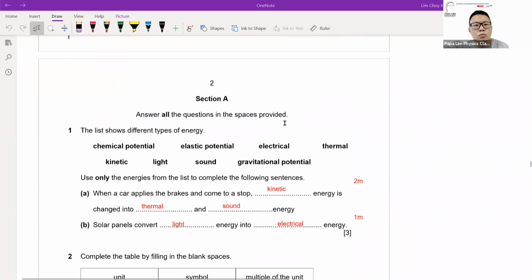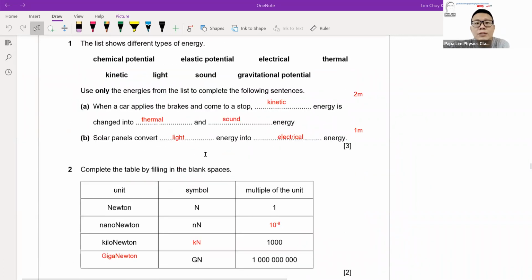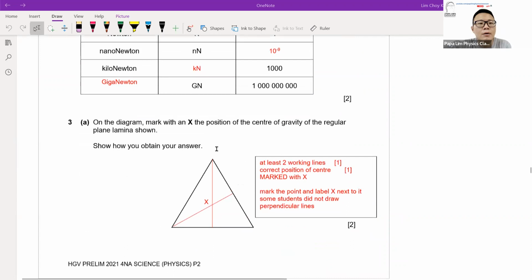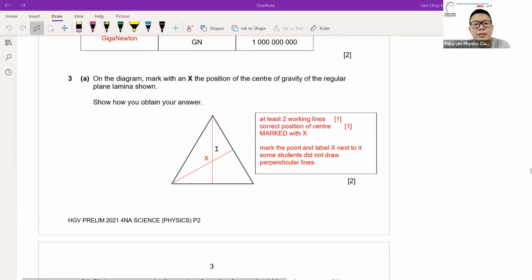Now for paper 2, the first few questions I would say are quite straightforward because there are helping words given, so I will not dwell too much. If you need the answer, you can just pause here and take a look at the answer. Now for question 3, question 3 will be an interesting question.